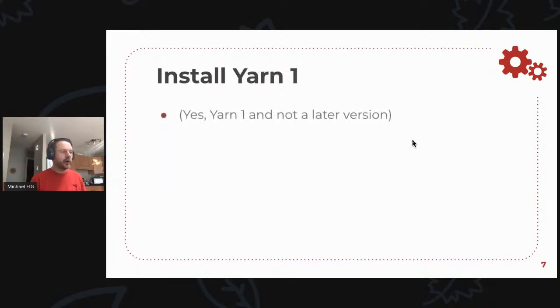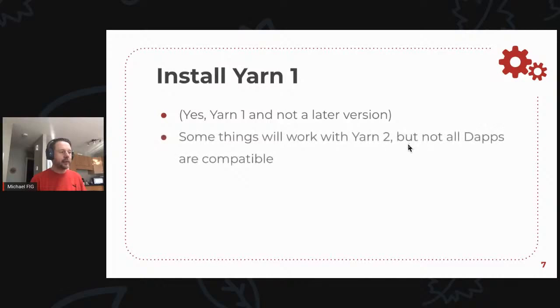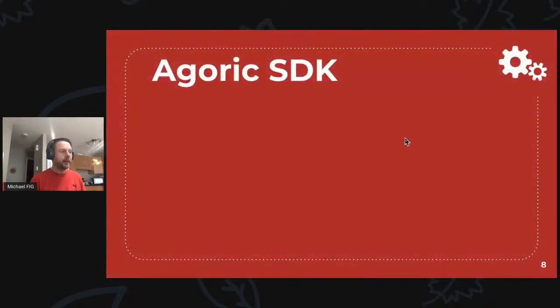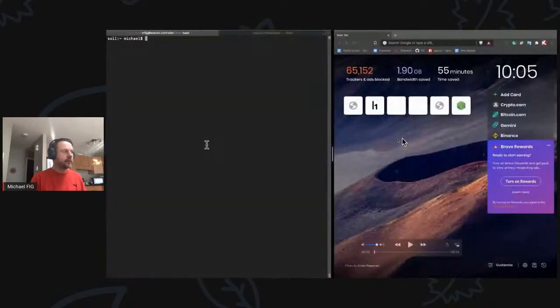So installing Yarn 1, yes, we want Yarn 1. Usually this is bundled with the Node.js package that you use. And some things work with Yarn 2, but not every dapp works with Yarn 2. So it's best to just stick with Yarn 1. So I'm just going to show you here the versions that I have installed. I have 12.18.3 and Yarn 1 point something. That's all good.